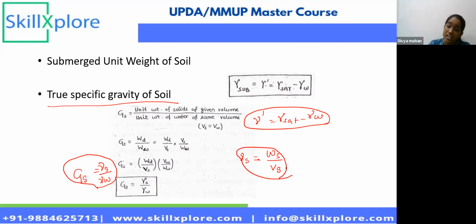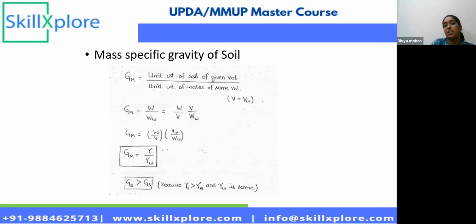It will not change at any condition. Even if you add water into the soil, this parameter will not change. However, the mass specific gravity is an apparent thing which will change accordingly. It will change for a particular water content and particular void ratio. Here we can say that GM is gamma by gamma W.